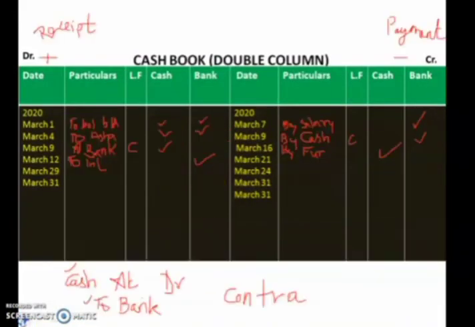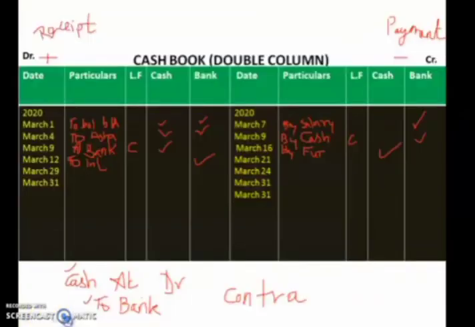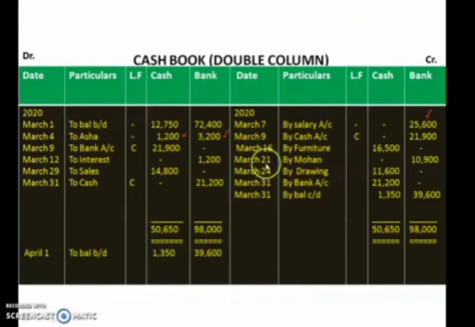Now regarding that particular transaction, we have paid to Mohan. Okay, we paid, that means payment is there. So in payment we know that on which date, on March 21st, you will write by Mohan, and because we have paid Mohan through a check, you will write the amount in the bank column as 10,900.